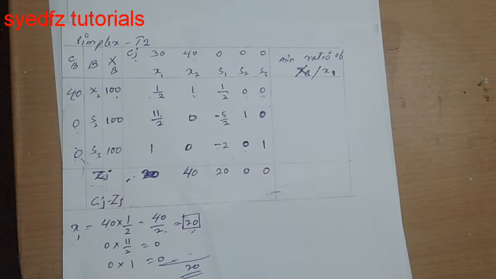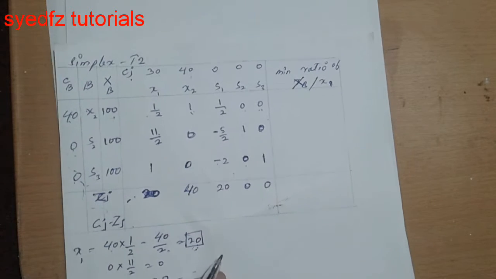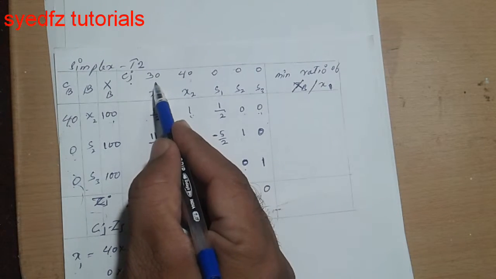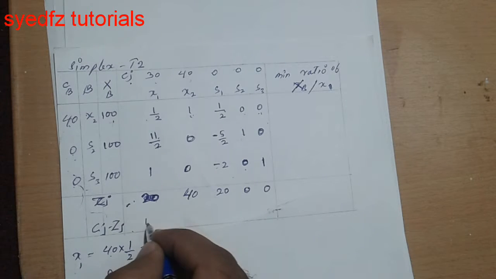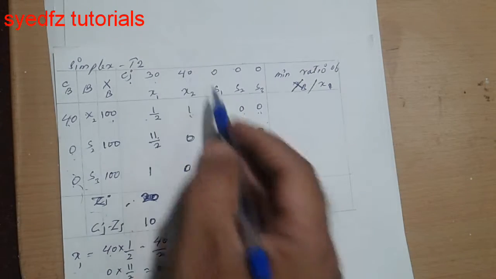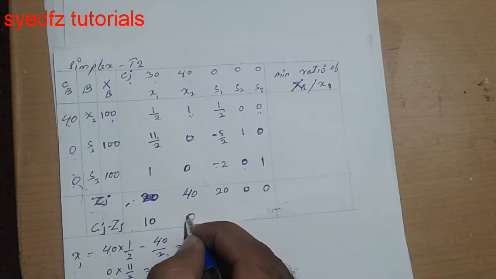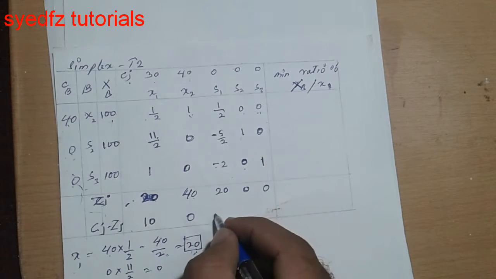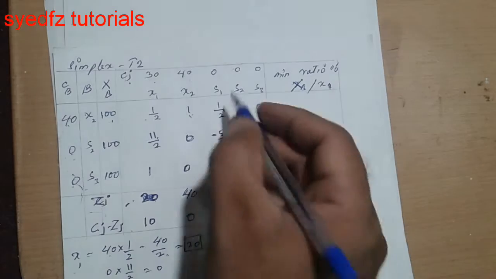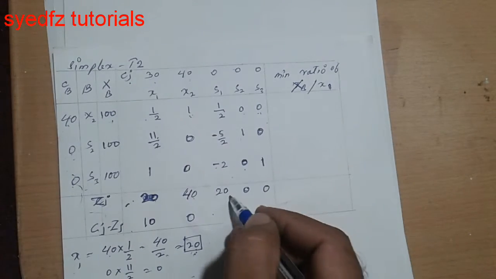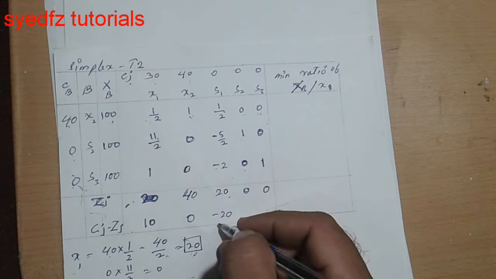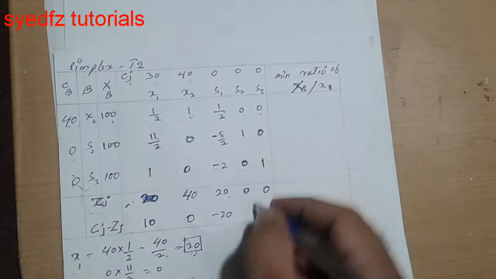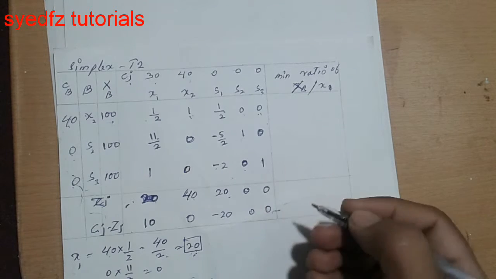Now let's see for the CJ minus ZJ. What is the CJ? 30. What is the ZJ? 20. CJ minus ZJ means 30 minus 20 is plus 10. 40 minus 40, 0. 0 minus 20 is minus 20. Means we have to deduct 20 from 0, so we get a negative value, minus 20. 0 minus 0, 0, 0 minus 0, 0.